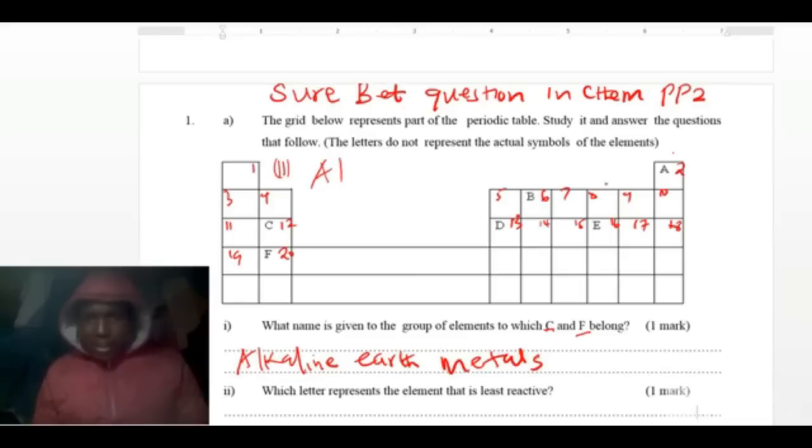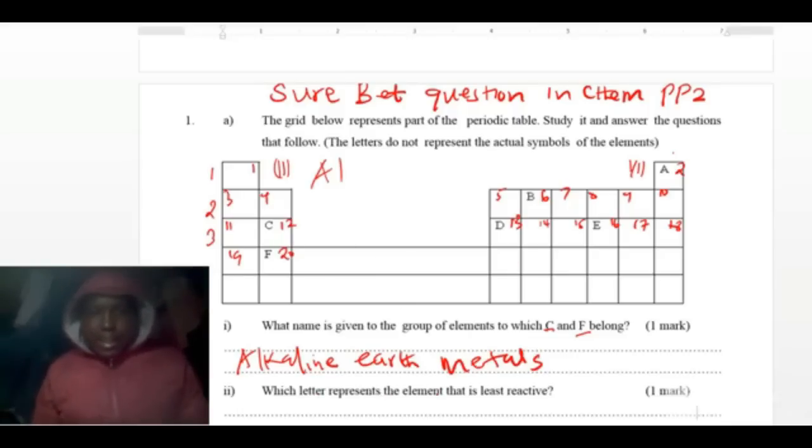Group 7 here, this is 1, 2, 3, 4, 5, 6, 7. They are called halogens. Those are the things you need to know in the periodic table. And then remember that this is period 1, period 2, period 3, period 4.